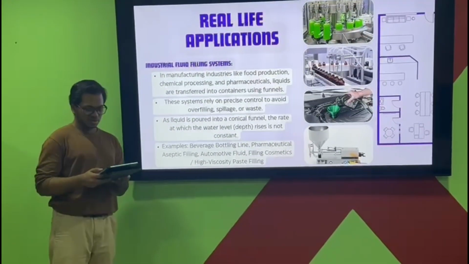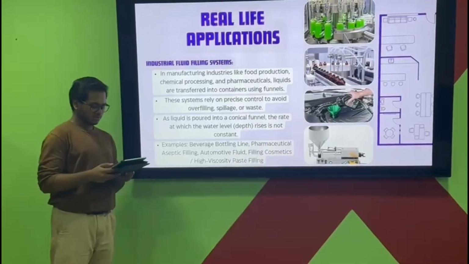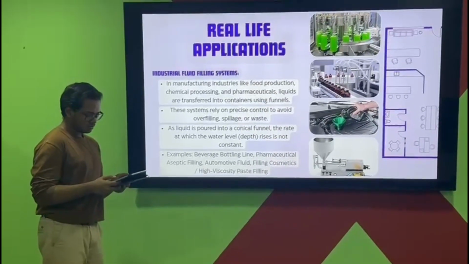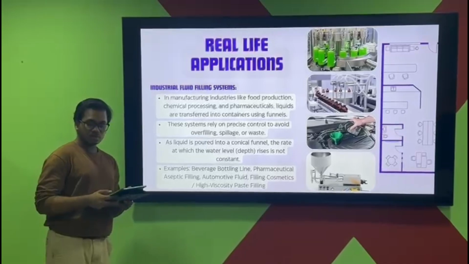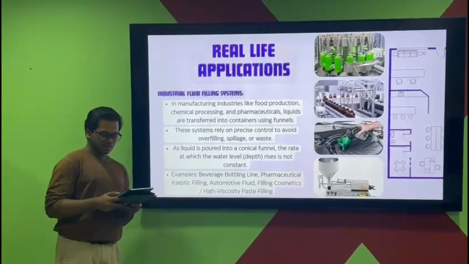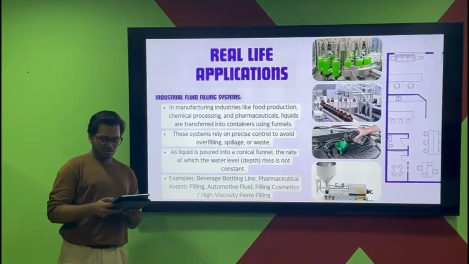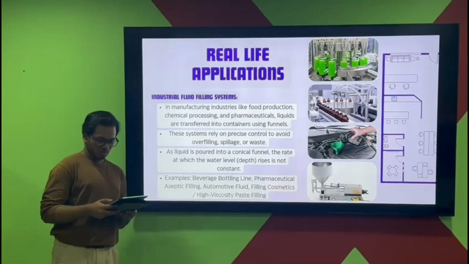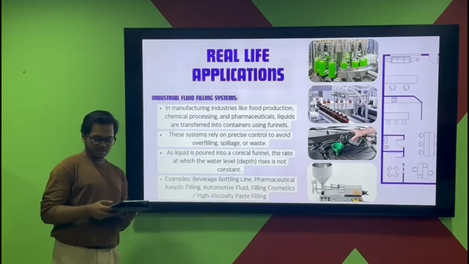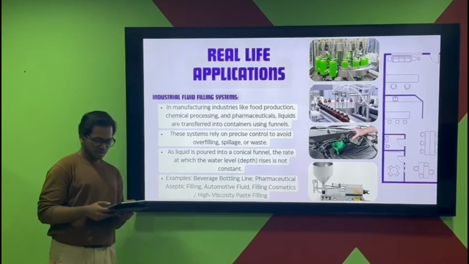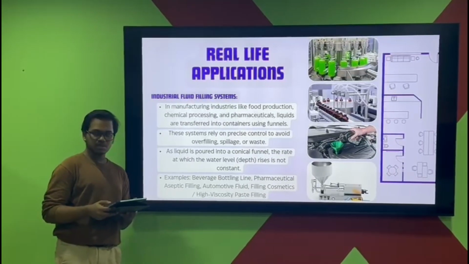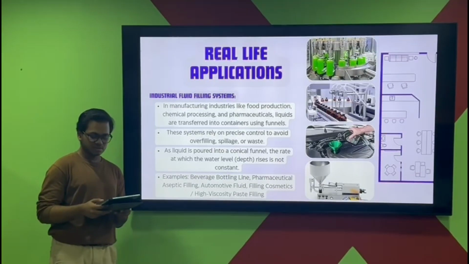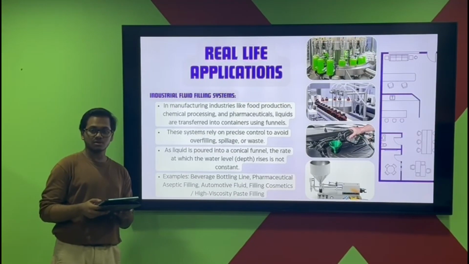If you've poured liquid into a bottle without a funnel and spilled it, you already know how tricky it can be. Now imagine doing that hundreds of times in a minute without making a mess. That's the job of these machines. They need to be perfectly timed and precisely controlled to avoid waste, spillage, or damage.